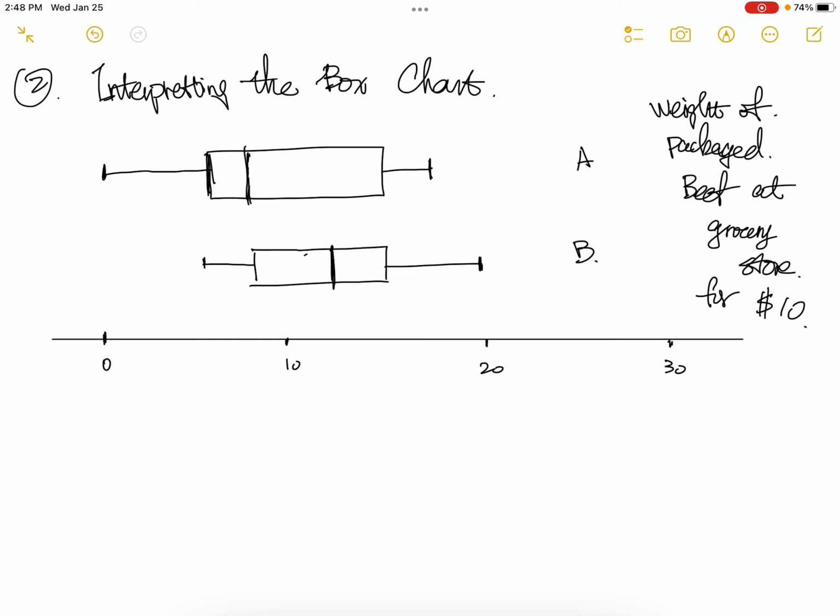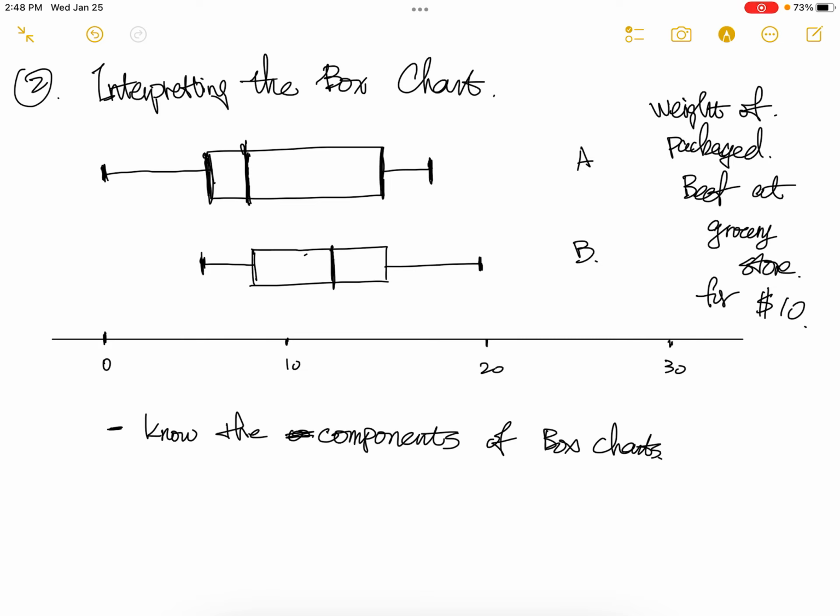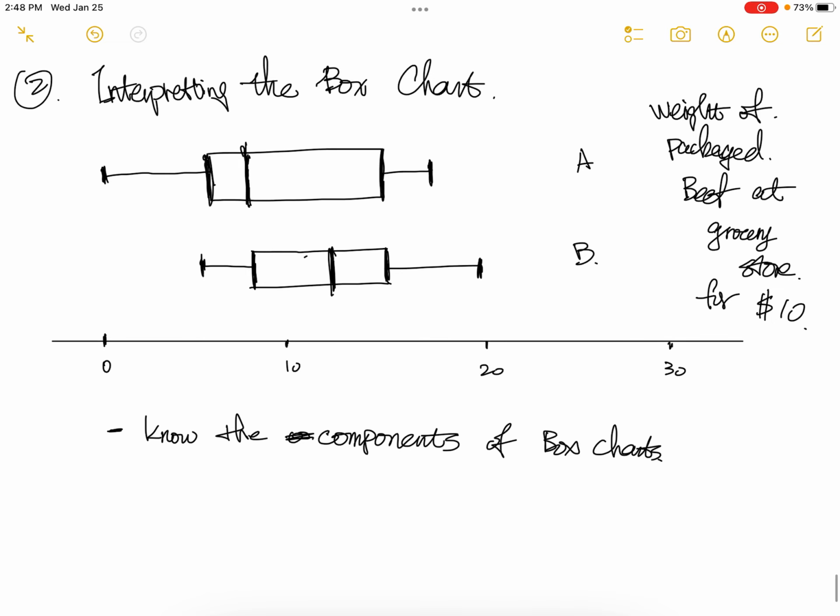So first, the keys are, number one, know the components. And I think you're very good at this. Components of box charts. So again, that's the min, lower quartile, median, upper quartile, and max. Again, min, lower quartile, median, upper quartile, max. So if the question is, let's say, which store would you prefer to shop at, store A or store B?